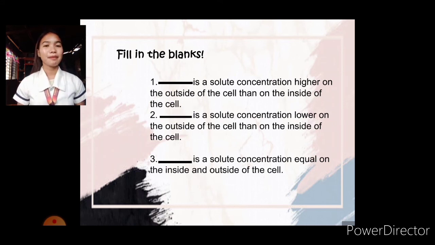Last, blank is a solute concentration equal on the inside and outside of the cell. So easy. What is the answer? Okay, let's have Miss Kantay. What is the answer? Okay, very good. The answer is isotonic solution.